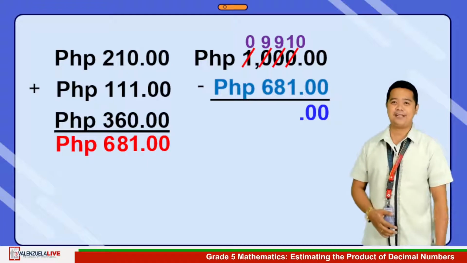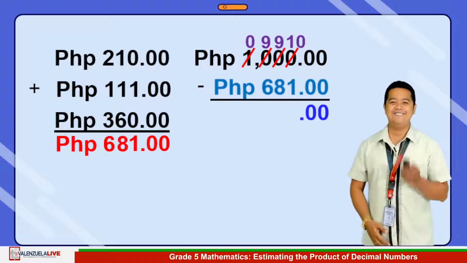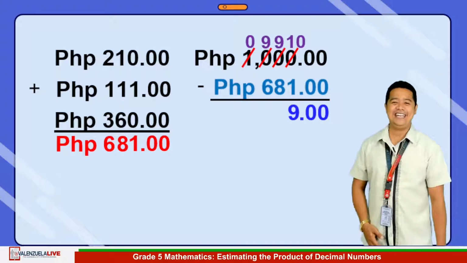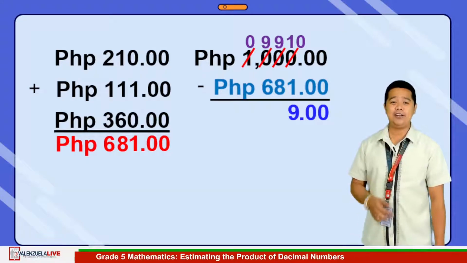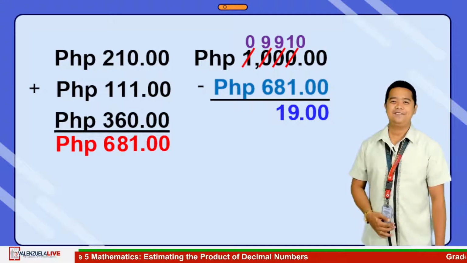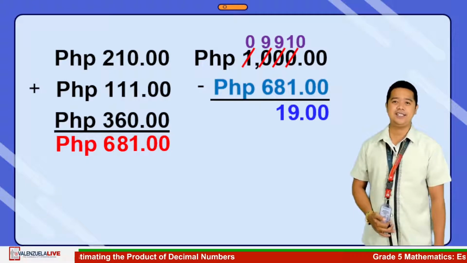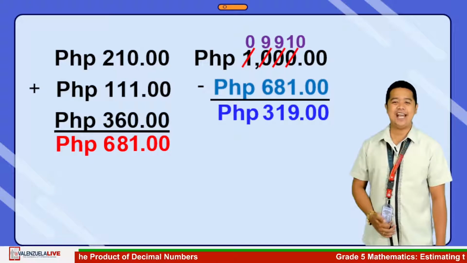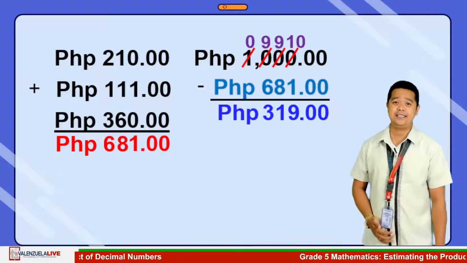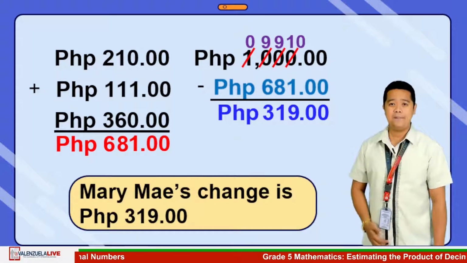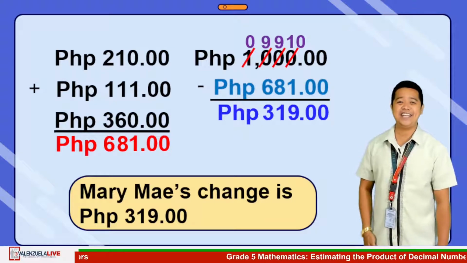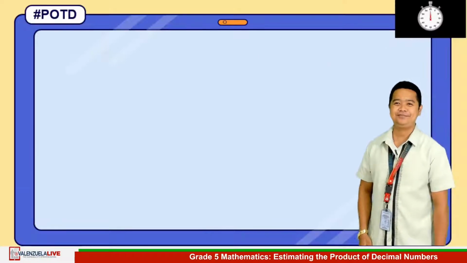Then we can subtract. 10 minus 1. Very good. We have 9. How about 9 minus 8? Very nice. 1. And then last one, 9 minus 6 is 3. So the answer is 319. Therefore, Mermaid's change is 319 pesos.